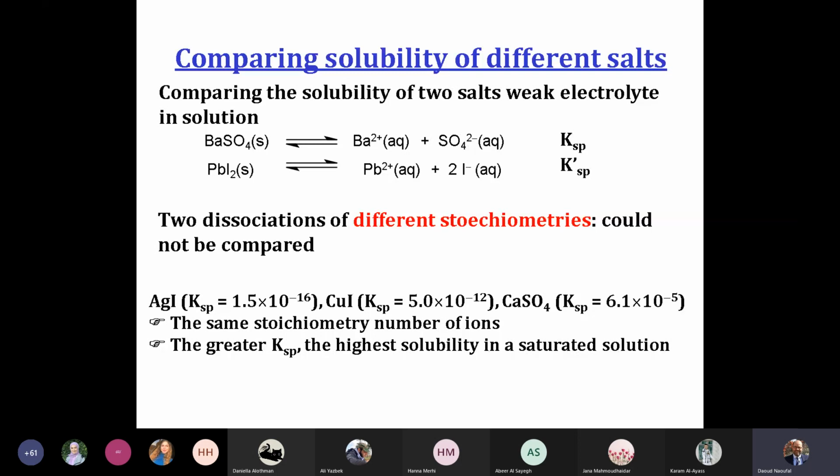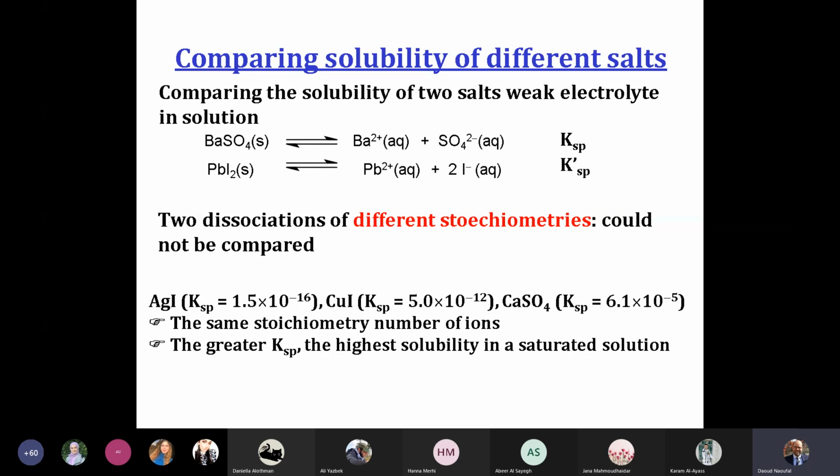First of all, BaSO4 is characterized by KSP and PbI2 is characterized by K'SP. Since KSP values are given, that means BaSO4 is a weak electrolyte and PbI2 is a weak electrolyte. So this is the first indication from the KSP value. Both are weak electrolytes. The second question, what would happen in beaker 1 and what would happen in beaker 2?